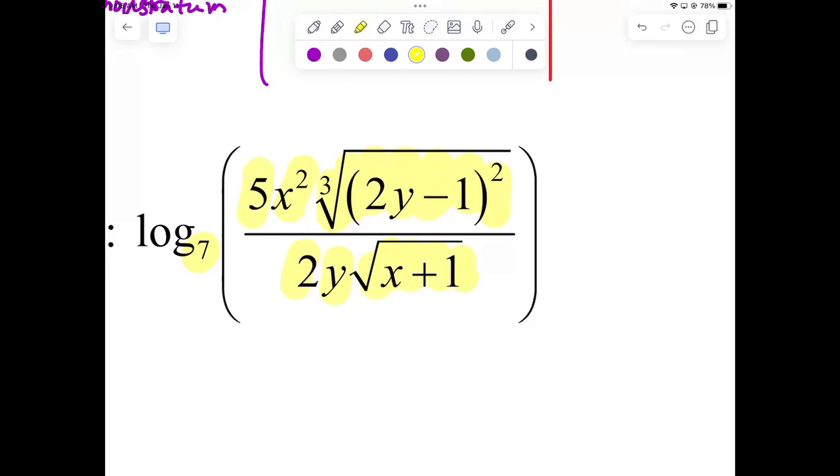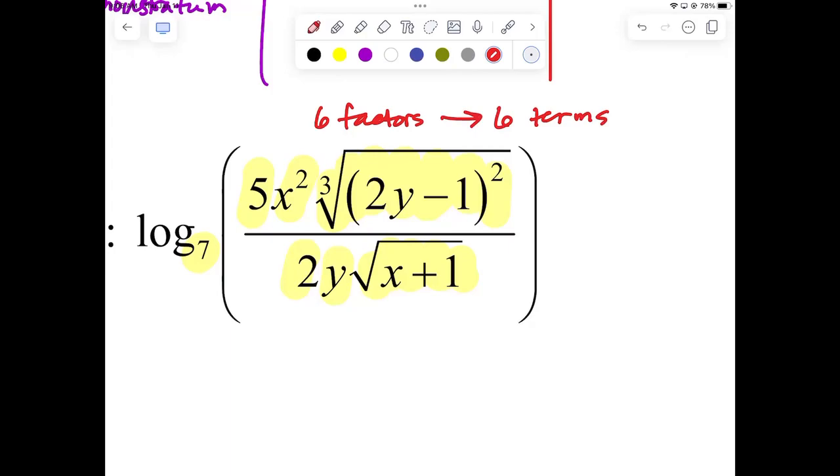How many factors is that? 6. I have 6 factors, or 6 factor groups. That's going to translate to 6 terms, 3 in the top and 3 in the bottom. There's going to be 3 positive terms that come from the top, and 3 negative terms that come from the bottom.